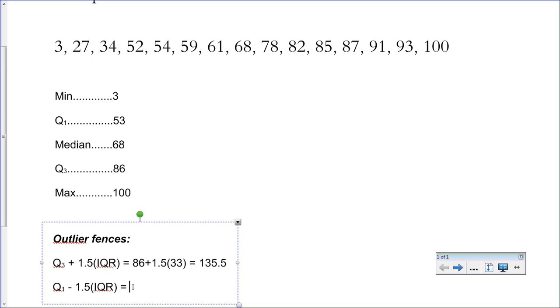For the bottom end of this data, we're going to do the lower quartile, which is 53, minus 1.5 times the IQR. So 53 minus 1.5 times 33, and that gives us 3.5. So 3.5 is going to be our lower fence. So indeed, the 3, which is the minimum value of this data set, actually is an outlier. It lies outside of the fence.